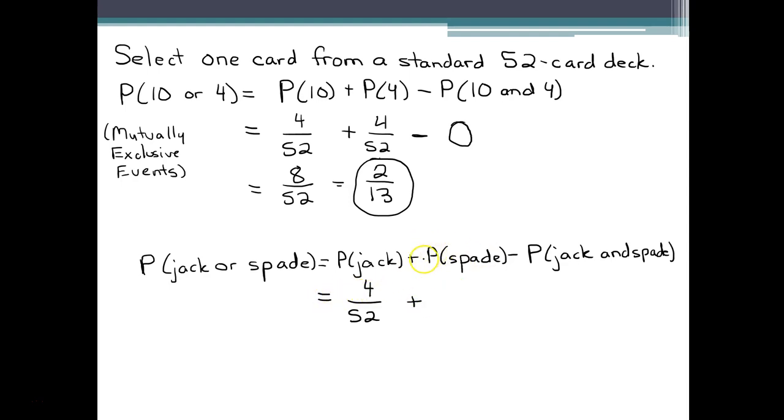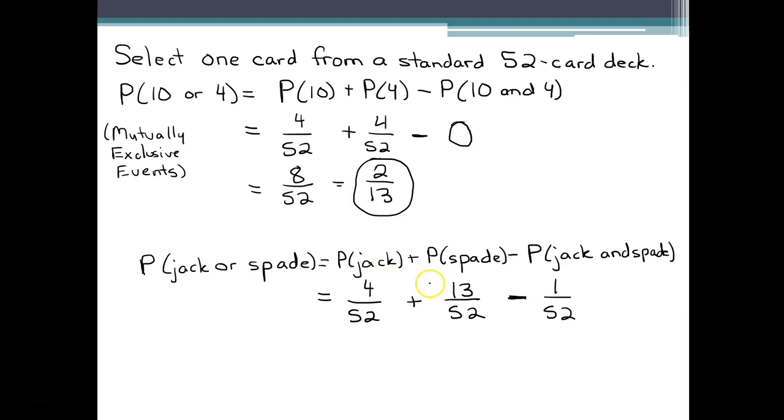Probability of a spade, well, that's one whole suit. That's 1/4 of the card deck. So that's what, 13 out of 52 cards. 13 cards per suit. Minus, what's the probability of getting a jack and spade? Well, there is a jack of spades. So that's 1 out of 52.